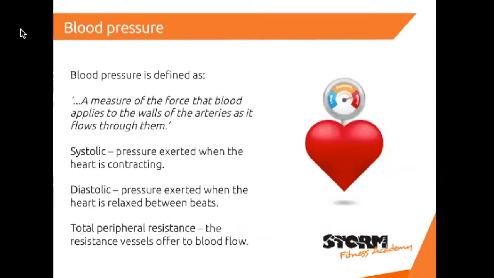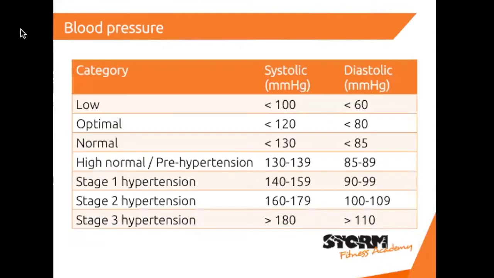Total peripheral resistance is basically the resistance of the vessels to the blood flow. Our blood vessels are supposed to have contractile properties, which means they dilate and constrict quite freely. If they become very hard and rigid, our blood pressure goes up, and our blood vessels can get damaged as well if they become hard and rigid.